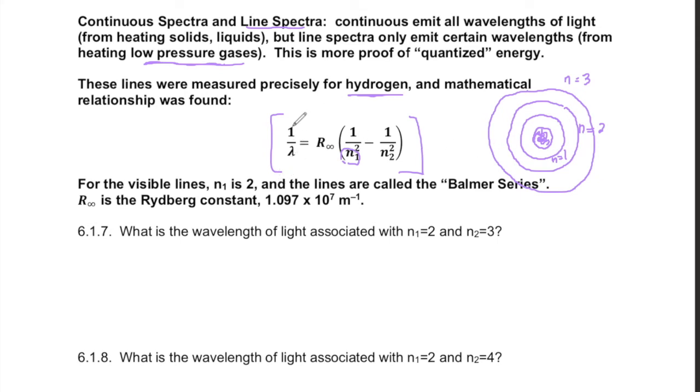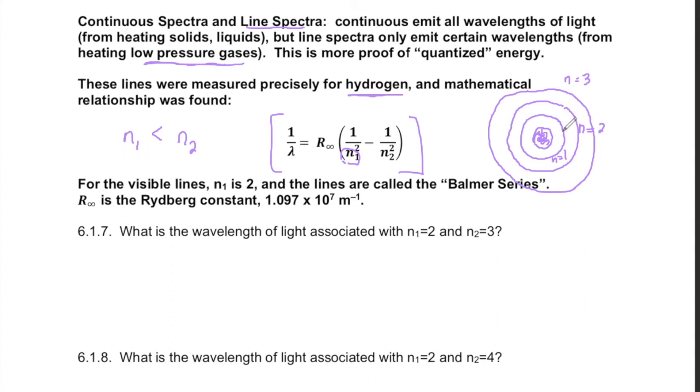And it was discovered that 1 over the wavelength that's being emitted had these certain values. The Rydberg constant times 1 over the square of one level minus 1 over the square of another level, this relationship worked for the different lines that you find in hydrogen's line spectrum. Since the wavelength has to be a positive number, not a negative number, the value of n1 has to be smaller than the value of n2, because if not, this will be a negative number and the wavelength will be a negative number. So for this equation, n1 is always less than n2.